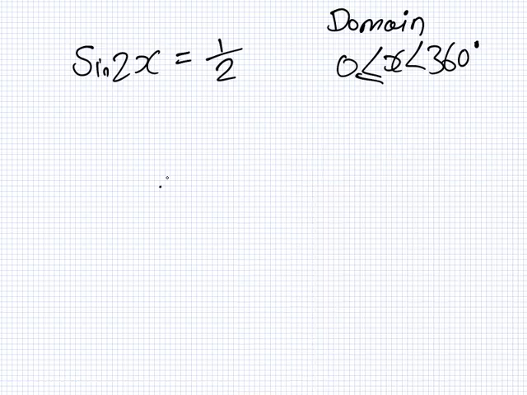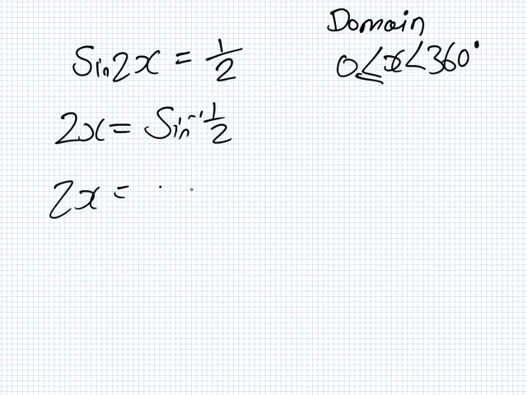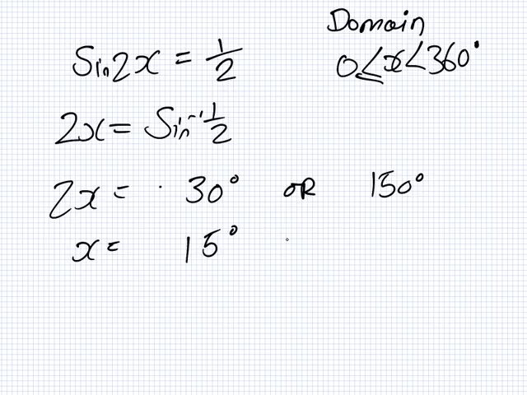There we go. Right, so we still start the same way. 2x, but instead of x, it's just 2x. Sine inverse a half. So that means 2x equals 30 or 150. So the only difference here is that we divide by 2 at the end. So 15 or 75.